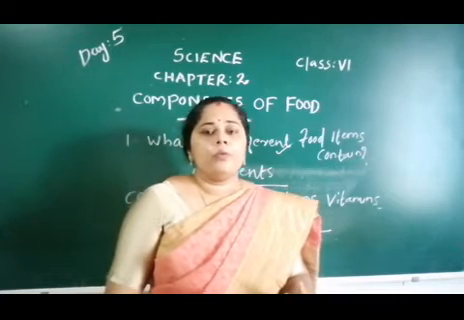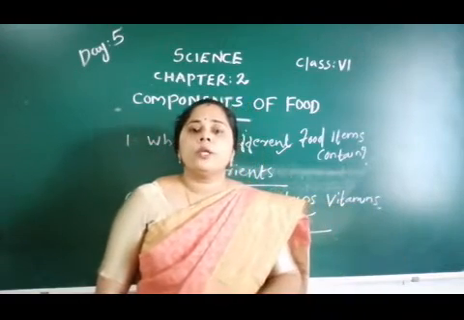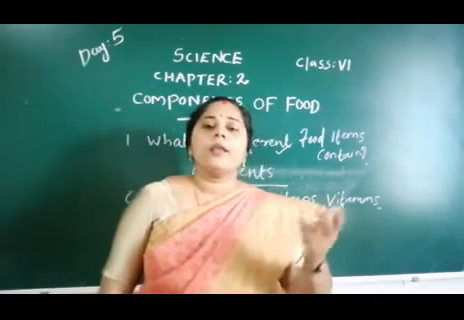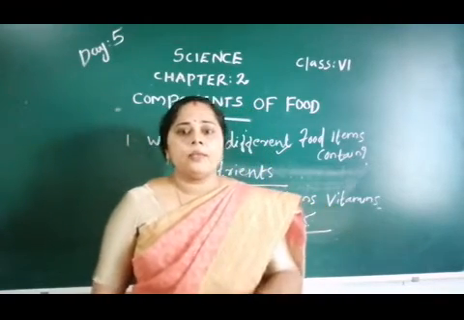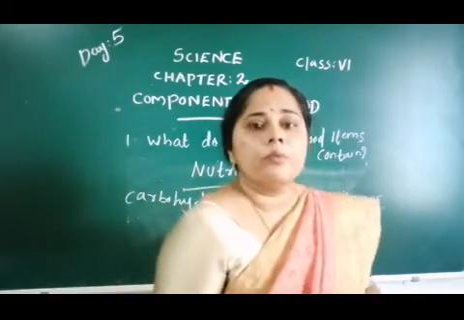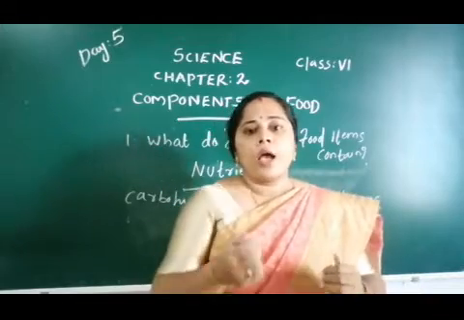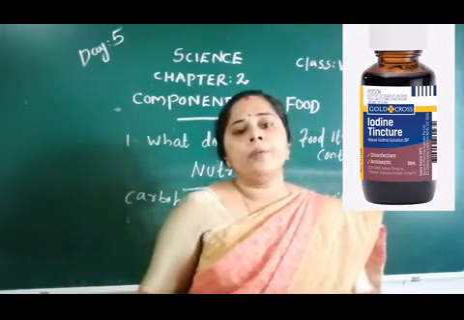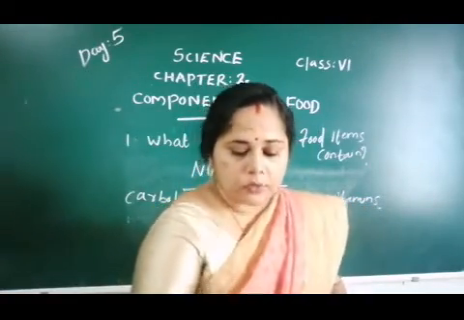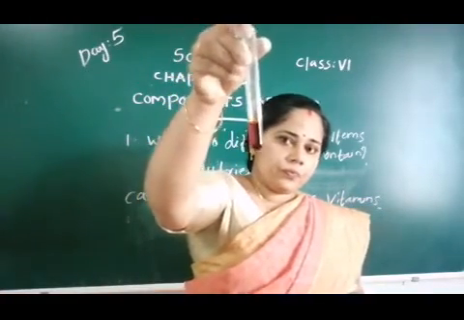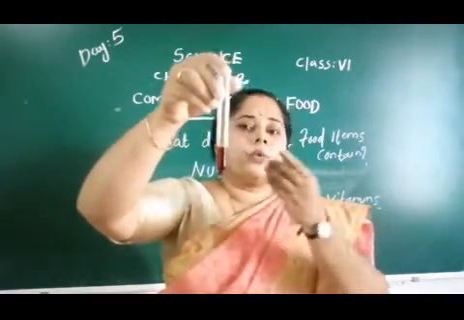For that we need some solutions: iodine solution, copper sulfate solution and caustic soda. For preparing iodine solution, we take one test tube half filled with water, put tincture iodine in it and shake it. We get iodine solution. The iodine solution is this. I already prepared iodine solution for you.